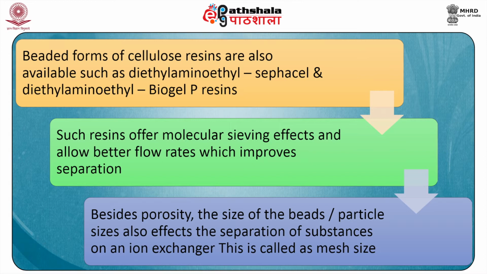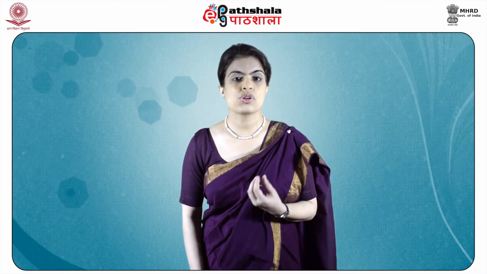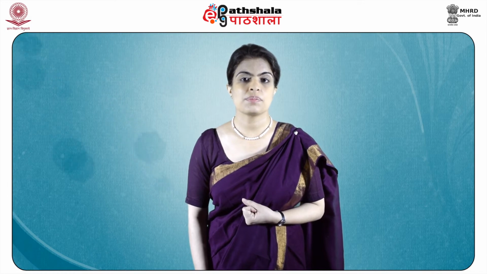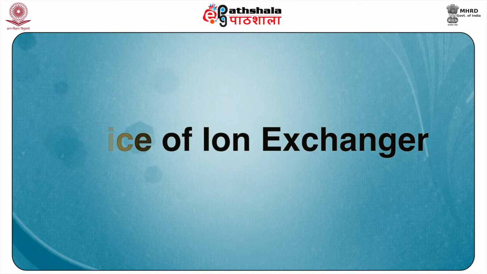Besides porosity, the size of the beads, the particle size, also affects the separation of substances on an ion exchanger. This is called mesh size. Greater mesh size implies a smaller surface to volume ratio and hence decreased capacity and more time taken for an exchange to occur per unit volume of the resin. This leads to slower flow rate. More time taken by a substance on the resin allows for greater diffusional spreading that compromises the resolution of the separation. Using a finer mesh, on the other hand, will cause less time for an exchange on the resin and hence better resolution. Now we'll talk about the choice of an ion exchanger.